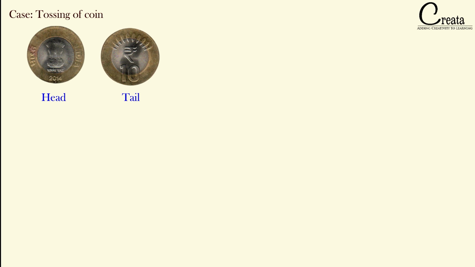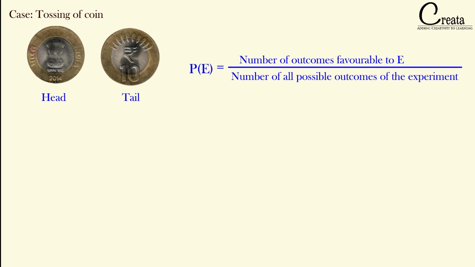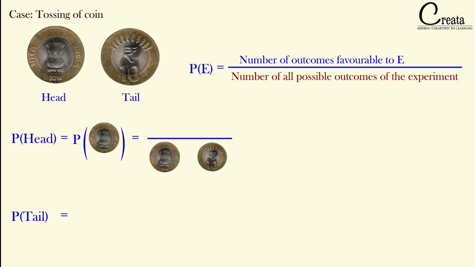So let's calculate the probability of getting the head and also the probability of getting the tail. In the probability of getting the head, what will be the denominator in the formula? The denominator is number of all possible outcome of the experiment. Here what is the experiment? The experiment is tossing the coin. So we can get tail or head. So the number of all possible outcome is 2, that is head and tail.